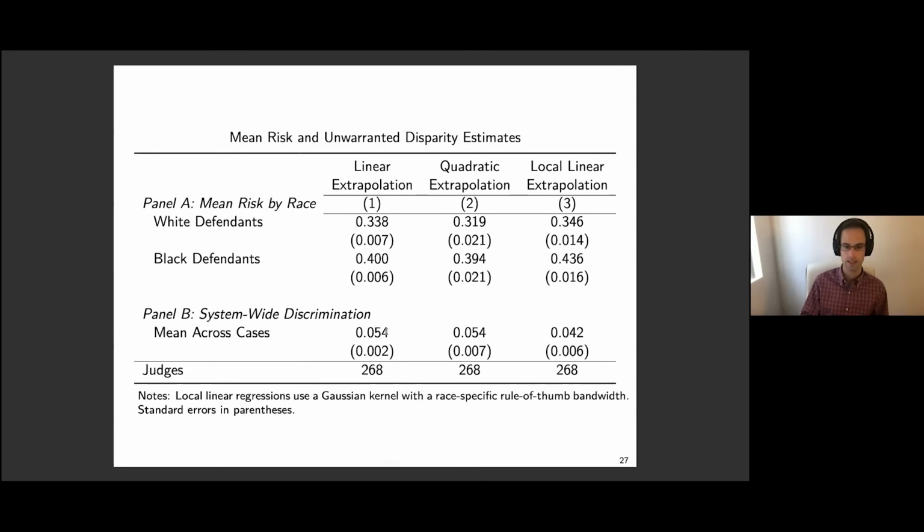And so these are the key results in the paper, where we estimate system-wide discrimination. We can look at the most conservative estimate of 0.042, which comes from the local linear extrapolation. This is saying that conditional on true misconduct potential, white defendants are 4.2 percentage points more likely to be released than black defendants. And so we can show you how this varies across judges as well.